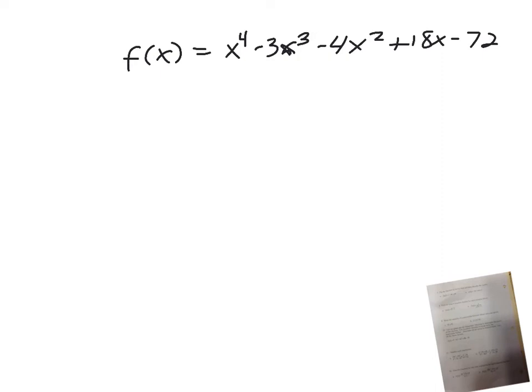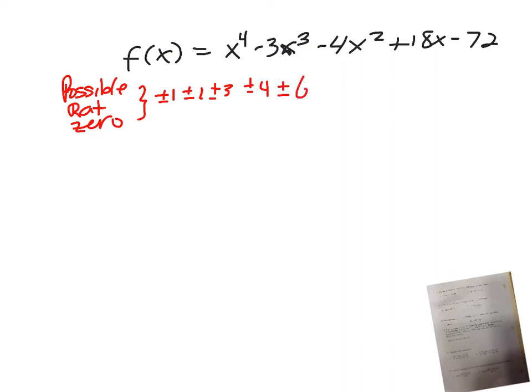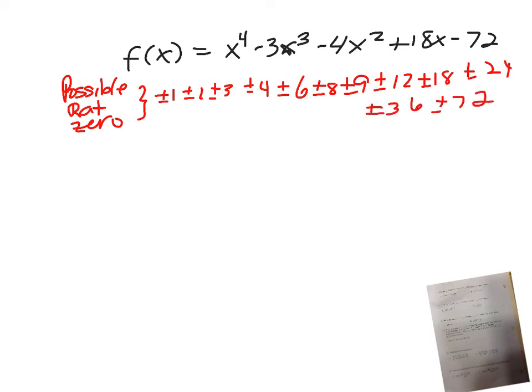However, first I forgot we have to list all possible rational zeros, right? I forgot about that. All right, so it's the factors of 72, and my leading coefficient is 1, so it's just the factors of 72. So it's plus minus 1, plus minus 2, plus minus 3, plus minus 4, plus minus 6, plus minus 8, plus minus 9, plus minus 12, plus minus 18, plus minus 24, plus minus 36, and plus minus 72.